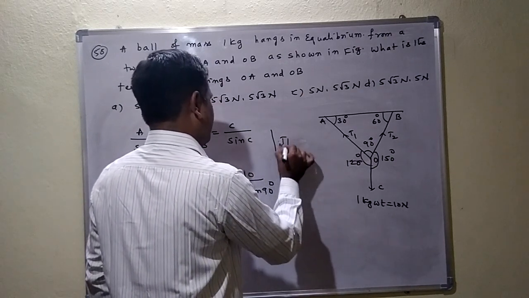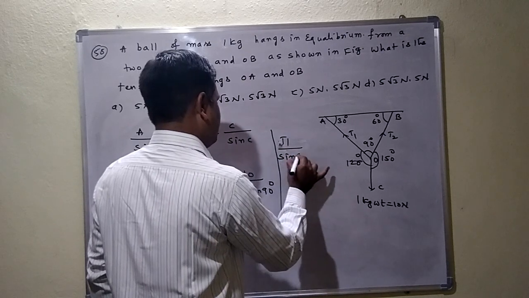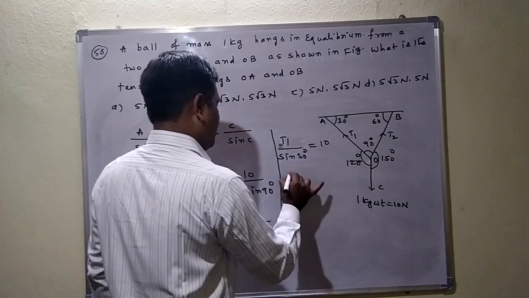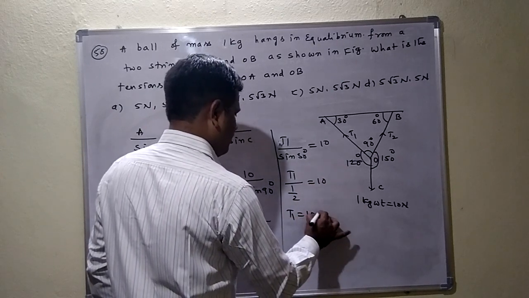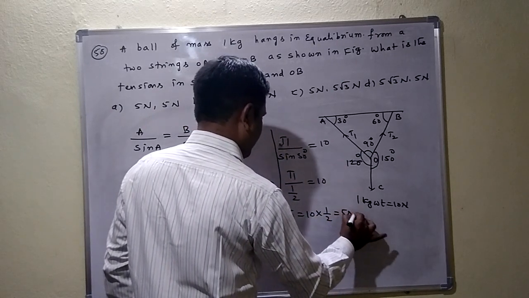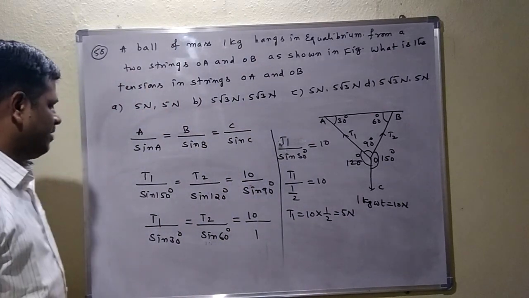T1 by sin 30 is equal to 10. Sin 30 is equal to 1 by 2, so T1 by 1 by 2 is equal to 10. T1 is equal to 10 into 1 by 2, which is 5 newtons. Similarly, we can compare this one.